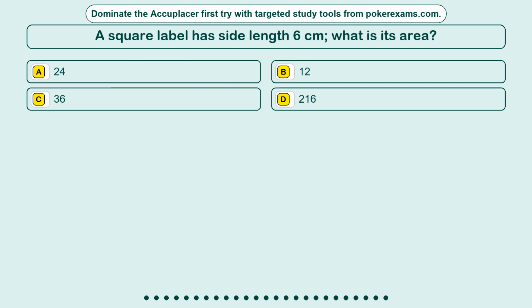Question 12. A square label has side length 6 centimeters. What is its area? Option A, 24. Option B, 12. Option C, 36. Option D, 216.